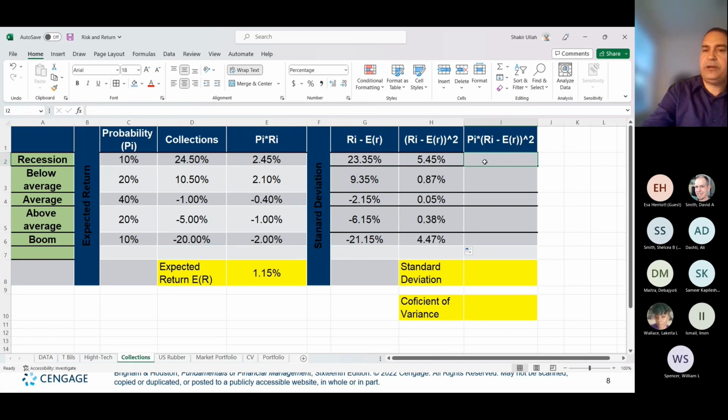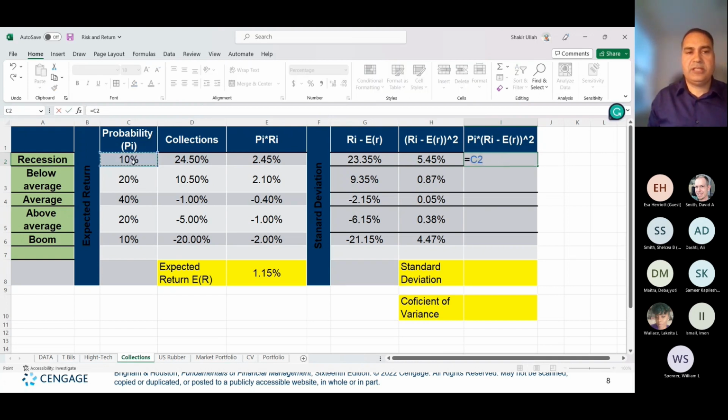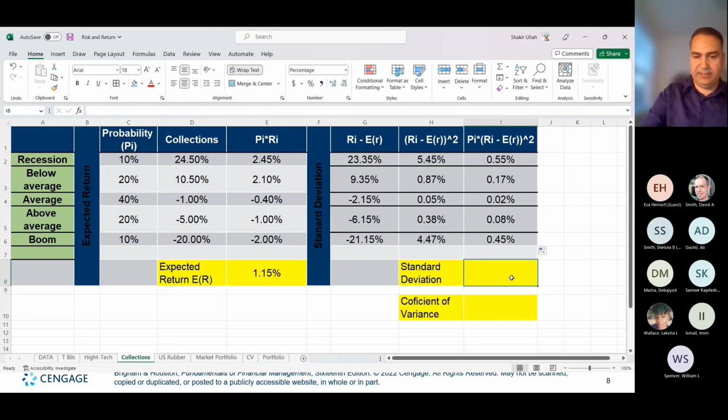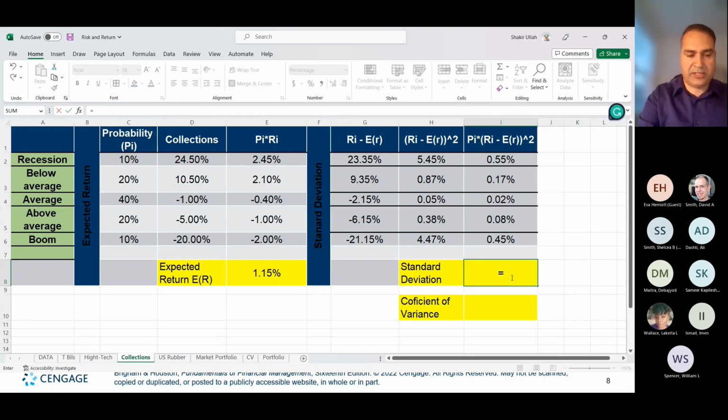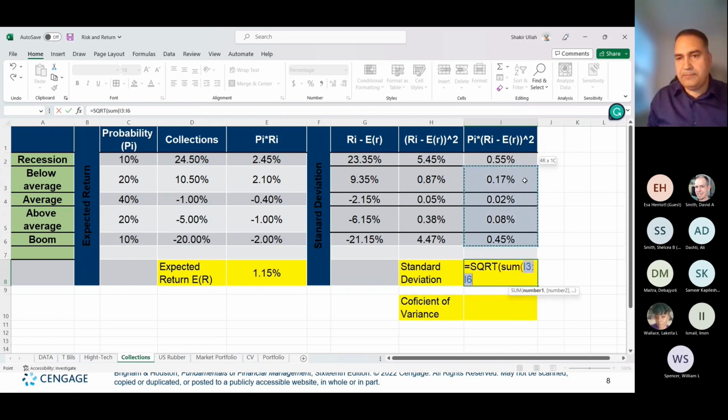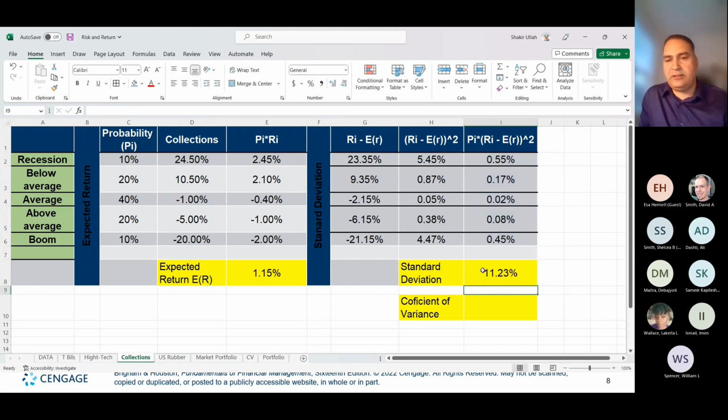And then multiply the squared number with the probability. So 10% probability, multiplied with this squared variation, and we drag it down. So we have all those numbers. And then the final step is to calculate the standard deviation. So standard deviation is the square root of the sum of these numbers. So SQRT, parenthesis start, and then sum of these numbers. Okay. And I got the standard deviation of 11.23%. So that is the risk.